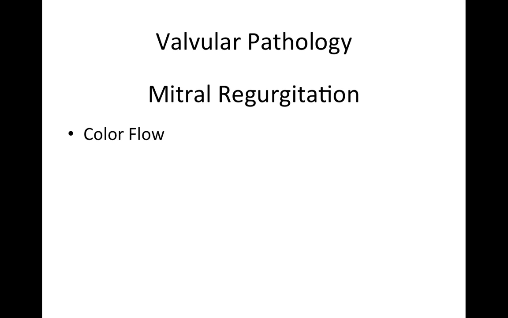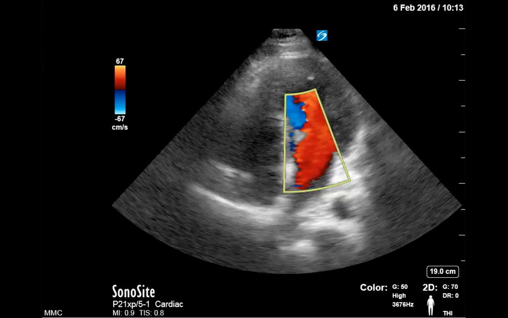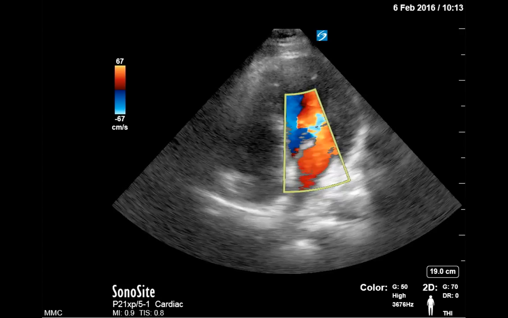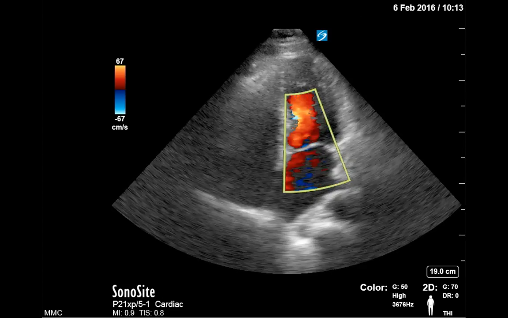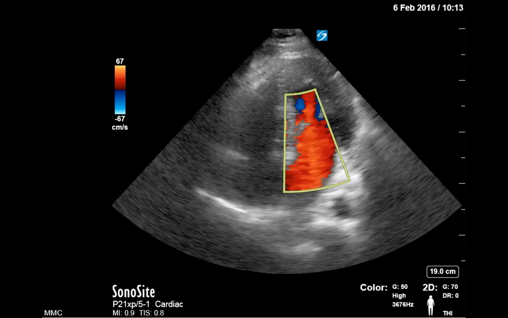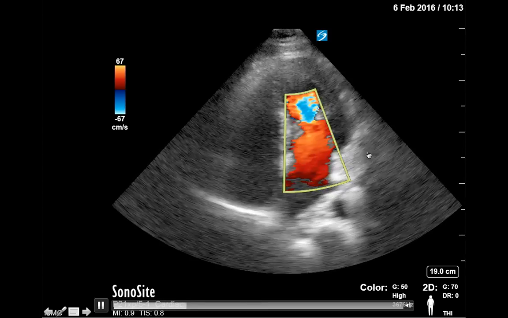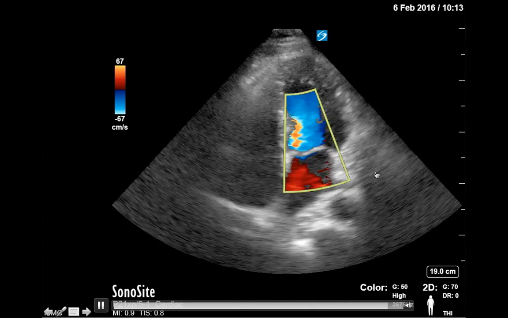Next is assessing for mitral regurgitation. Mitral regurgitation can be assessed with color flow. This is a normal apical 4 view with color flow on the mitral valve. You can again see red going through the mitral valve during diastole, which is appropriate. And then you see blue during ventricular systole, stopping at the mitral valve, and there's no blue entering into the left atrium. You see red, blue, red, blue.